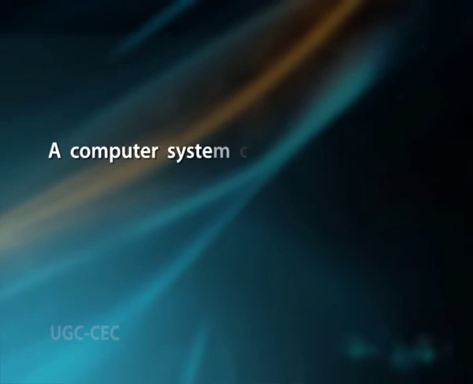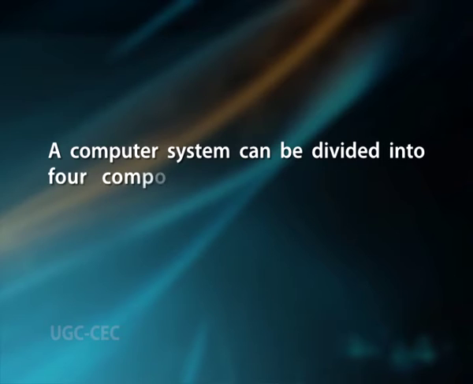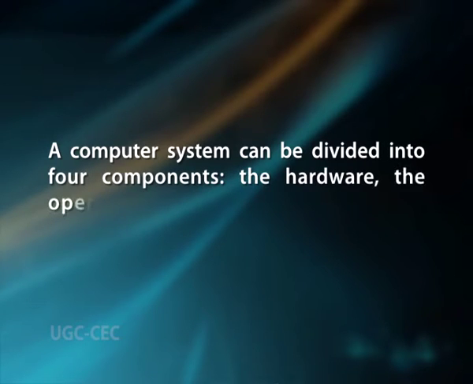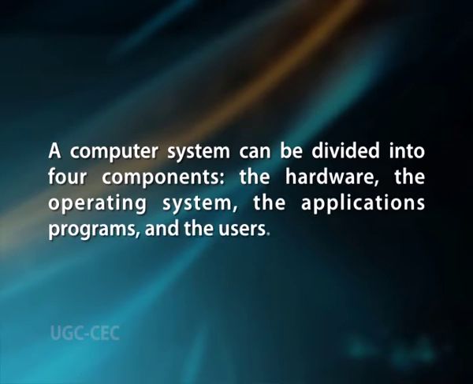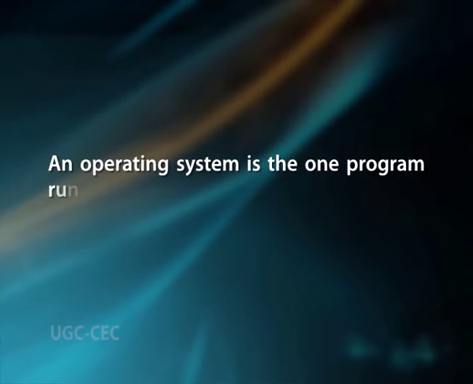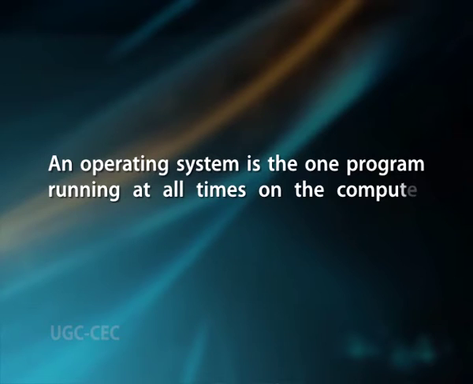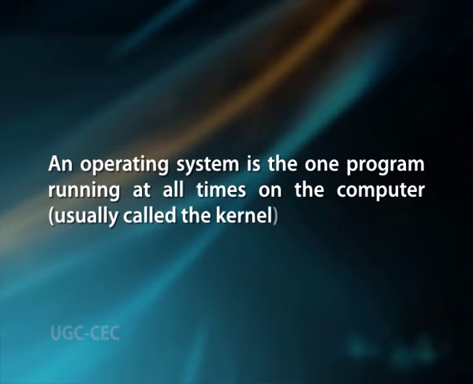A computer system can be divided roughly into 4 components: the hardware, the operating system, the applications programs, and the users. A more common definition is that the operating system is the one program running at all times on the computer, usually called the kernel, with all else being applications programs.